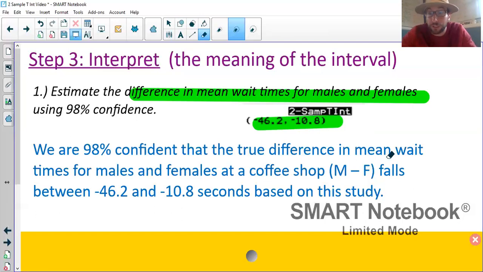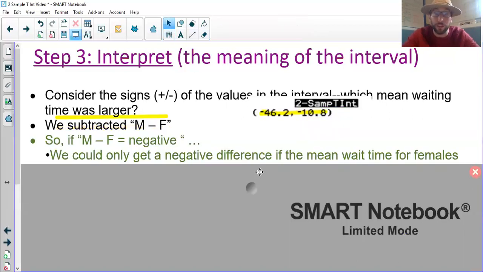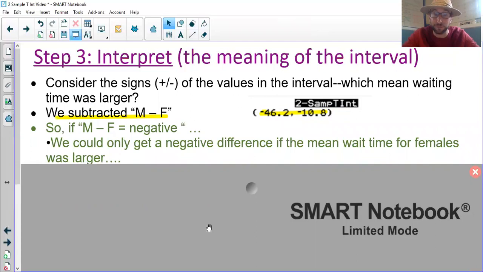But the other option, like the more meaningful interpretation, is to think about, what do these negative numbers mean? So our other option is consider the sign, the positive or negative of the two values in the interval, remembering that we subtracted m minus f. So think about it to yourself. This interval is suggesting that one of the groups has a larger mean wait time. Which one, based on, right, that order and the fact that both of these are negative? And hopefully we realize that the only way that could happen to get a negative difference would be if this, right, this has to be the bigger number, right?